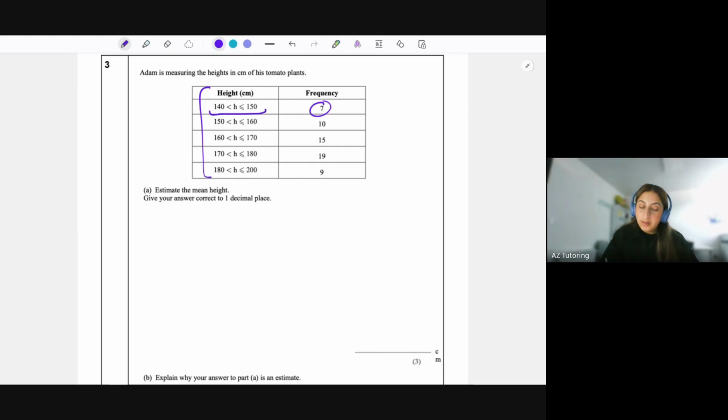So we've got 7 tomato plants that are in the height between 140 to 150. We've got 10 in the range 151 to 160. So the frequency just tells us how many of them are in that height range. And the question says estimate the mean height. So to calculate the mean from a frequency table, because we've got group frequency, these are grouped here, we need 2 extra fields. So I always add them on the side.